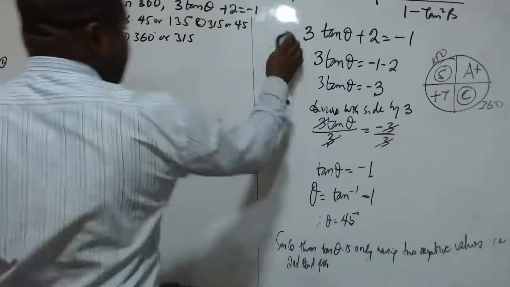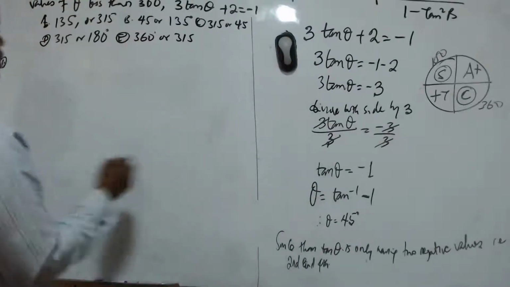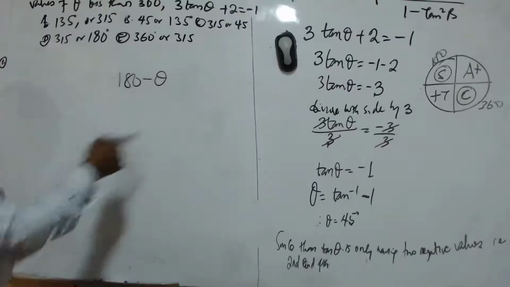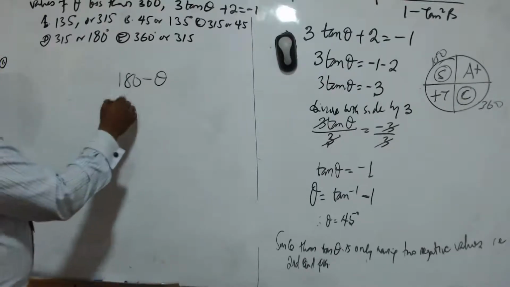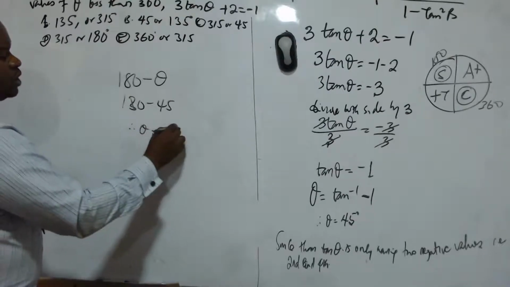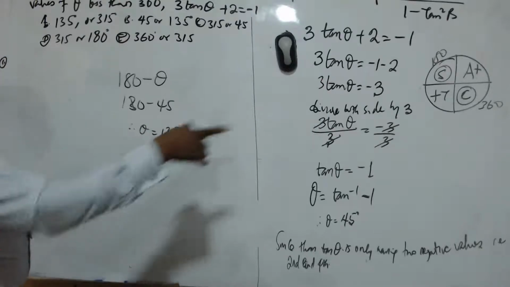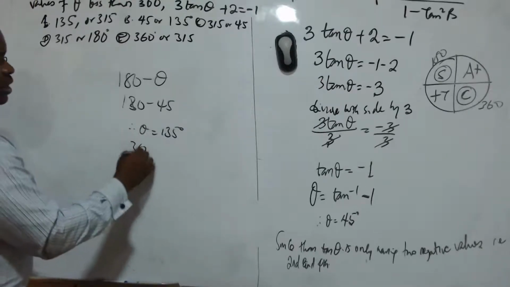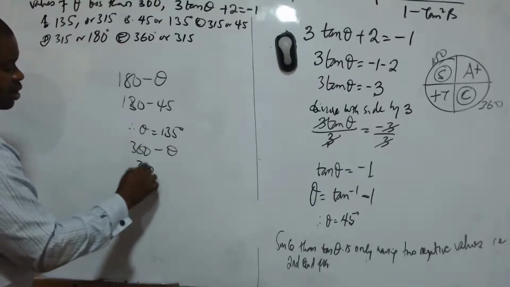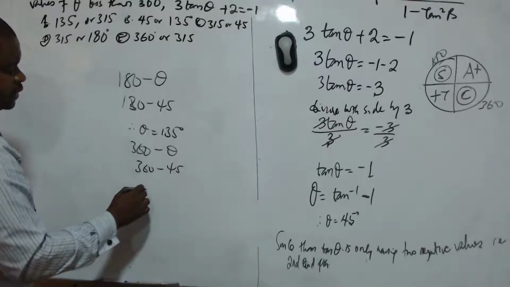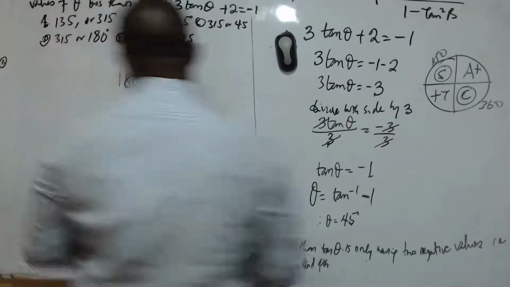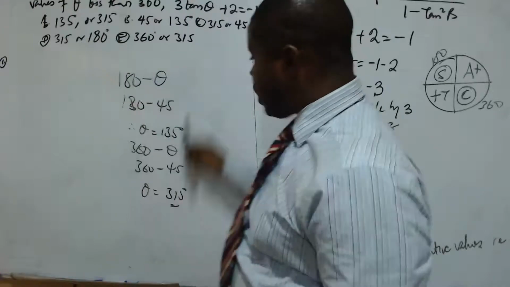Now look at this. In the second quadrant, we're going to have 180 minus theta. Remember? Okay. So where our theta now is 45, we're going to have 180 minus 45. Therefore, our theta now is 135. Right? Now, in the fourth quadrant too, we're going to have 360 minus theta, where our theta is 45. So we're going to have 360 minus 45. So our theta there will be 315. Now look at the values now. We have 135 or 315.